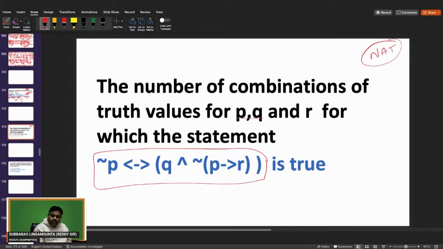I think everyone knows it is a double implies. Double implies is true if both sides are true. So left true, right true, then true. Left false, right false, then also true.